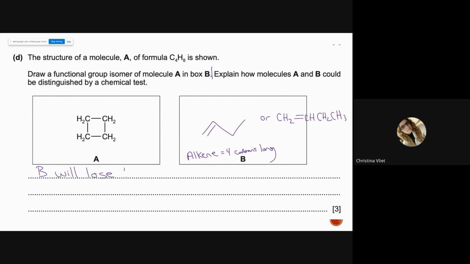So B will lose its color, the color of bromine, when it's added. A, when mixed with Br2, will stay brown, or will not change color, you can say. So it's one mark to say that the color is lost with B, and one mark to say that the color remains with A.